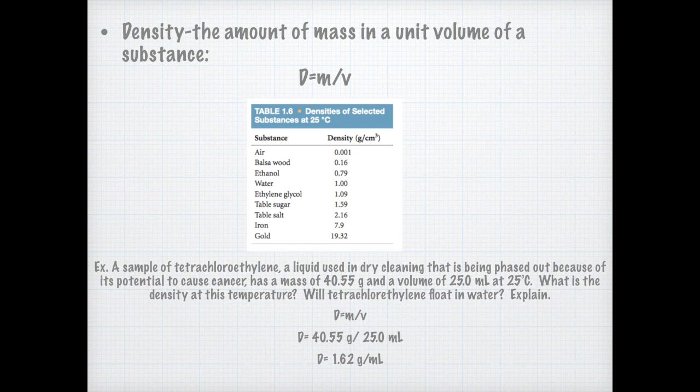Now, if you look, the density of water is 1.00, which means that tetrachloroethylene is actually going to sink in water because it has a density that is higher than that of water.